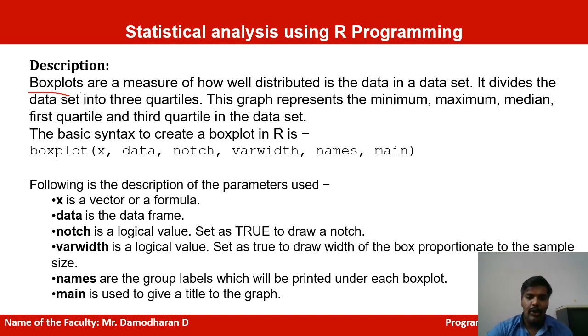So we represent the data based on the minimum, maximum, median, first quartile value, third quartile value, and the data set. If we have to fill the range, the starting range is here, the ending range is here, and the center part is here. Now this is 1 by 4, so this is 2 by 4.